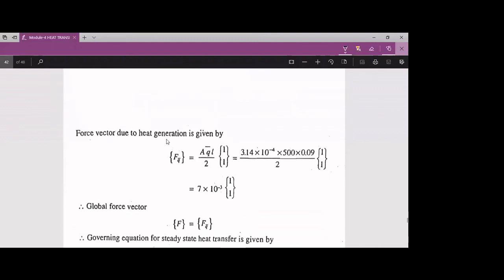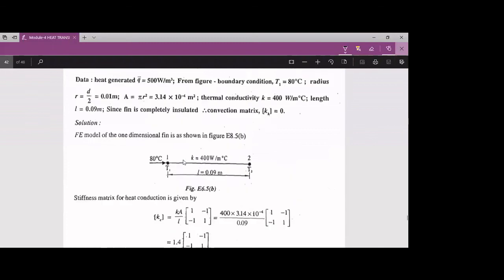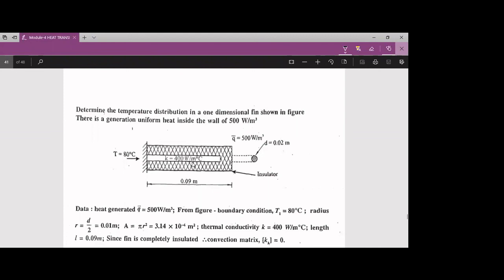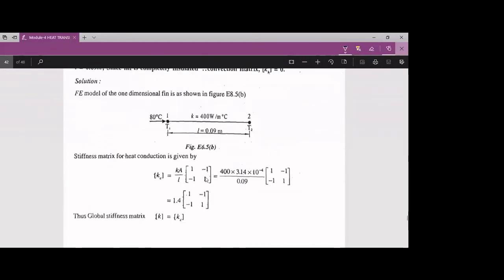Now after getting kc, we need to calculate the force vectors. What force vector is there here? There is no convective force vector, as there was in the previous problem. In this particular case it is insulated, so no convection takes place and there will be no convective force vector. Only heat generation takes place inside the material. Internal heat generation is there, so only that heat generation force vector we need to consider.